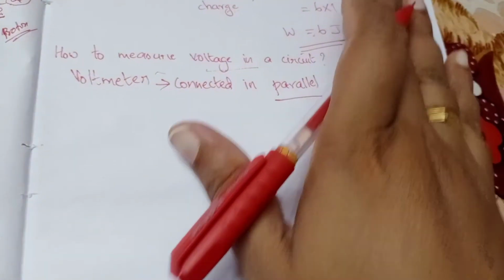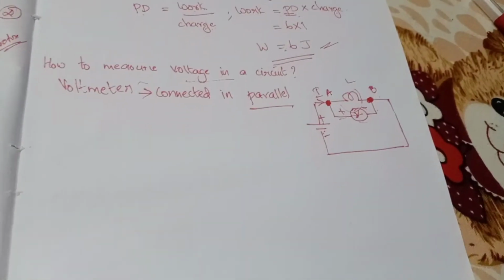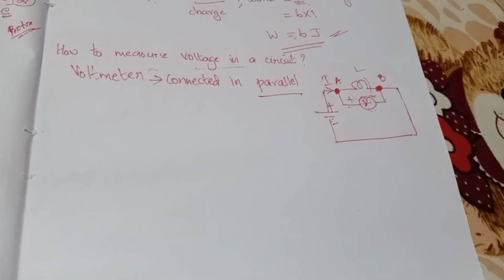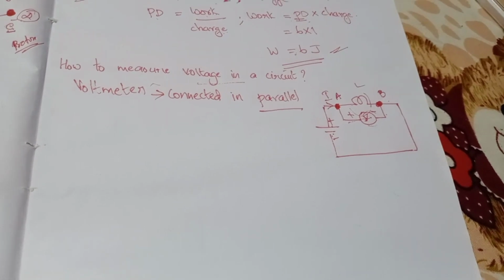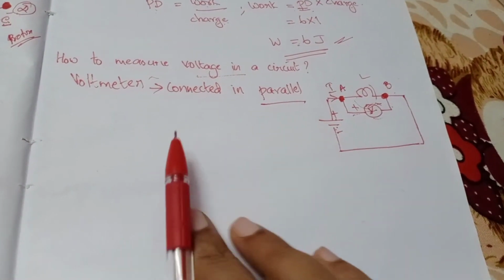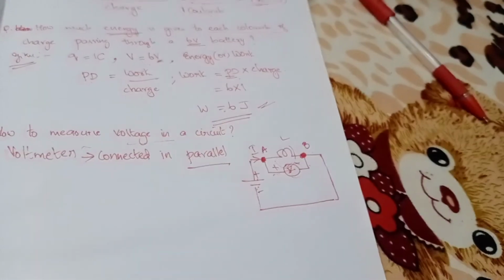I hope this is clear to you. We have dealt with what is electric potential, what is potential difference, what is the SI unit of potential difference, and we have studied how to measure the potential difference or voltage in a circuit. This electric potential or potential difference is also called voltage in a circuit. So this is for today.